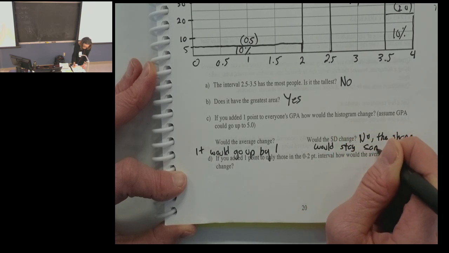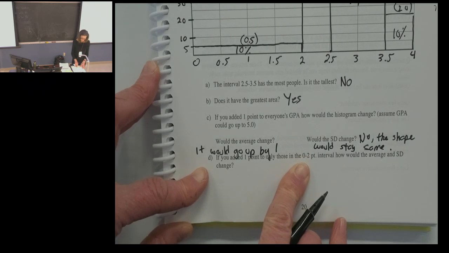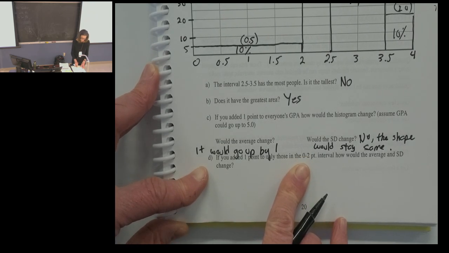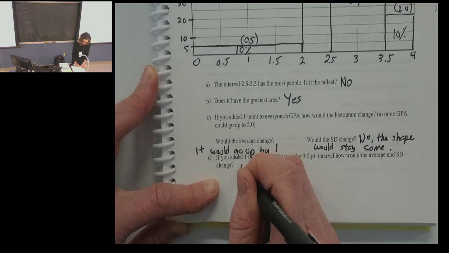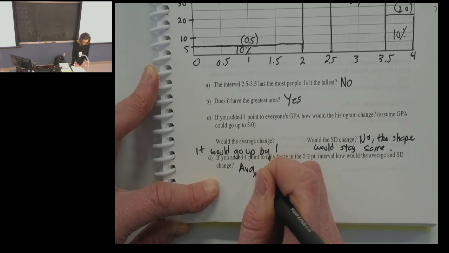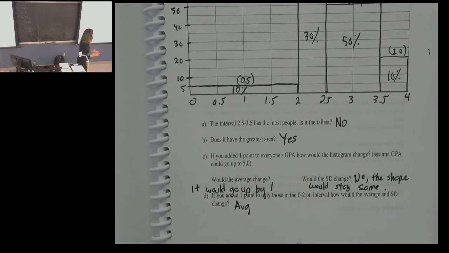All right, last question on this page. If you added 1 point only to those in the 0, 2 block, how would the average and standard deviation change? Well, the average is easy. I'm not asking for the exact numbers. I'm just saying, would it go up, down, or stay the same? It would go up because even if you just make one person go up, the average is going to go up because the sum will go up. So the average would increase.